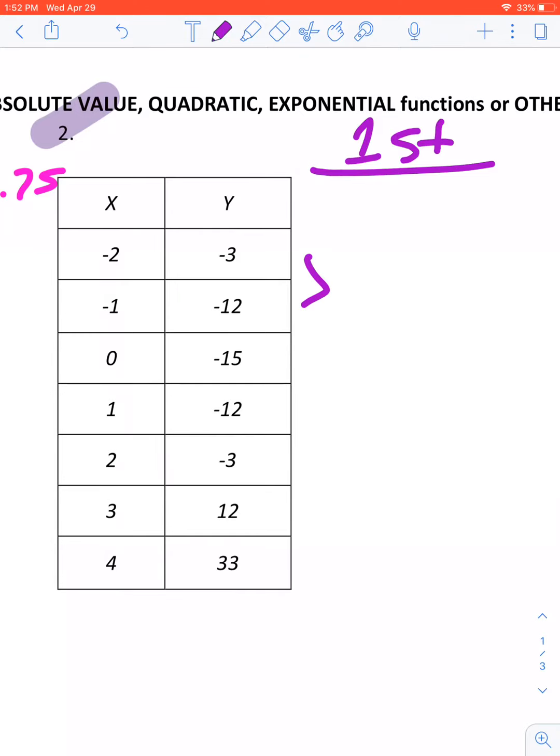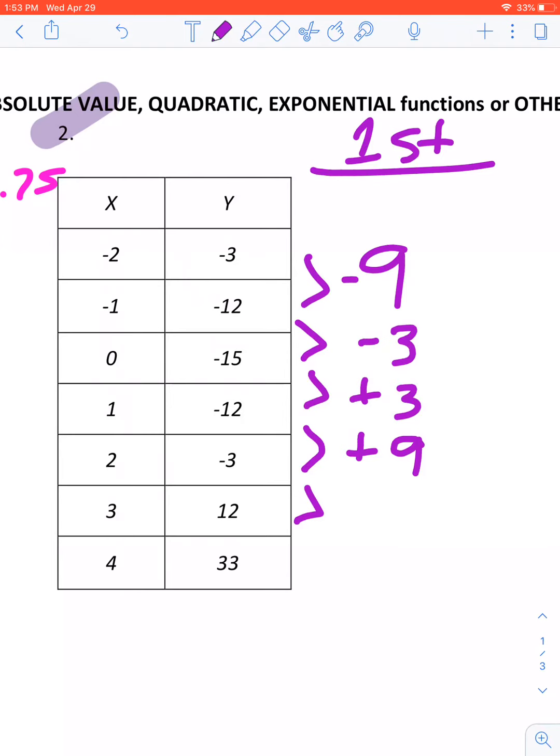From here to here is what? -9. And then from here to here is what? -3. From here to here is +3. So we're just saying, how do I get from -3 to -12? And then how do I get from -12 to -3? That's going to be a +9. How do I get from -3 to 12? That's going to be a +15. And then from 12 to 33, what's that going to be? That's going to be 21, I believe. So right now, our first difference is -9, -3, 3, 9, 15, 21.